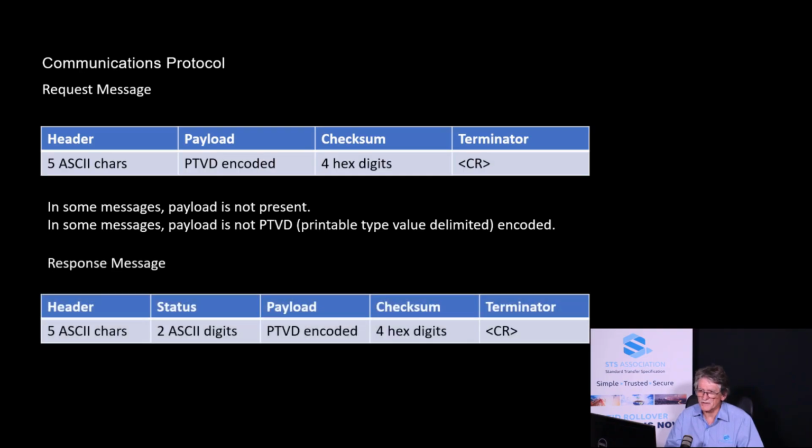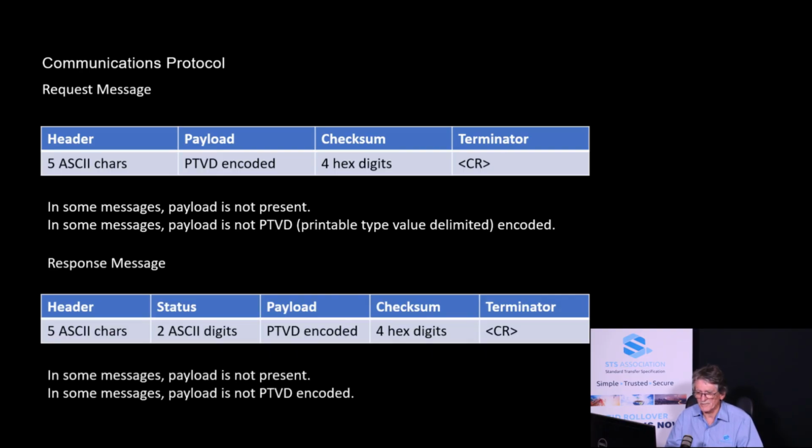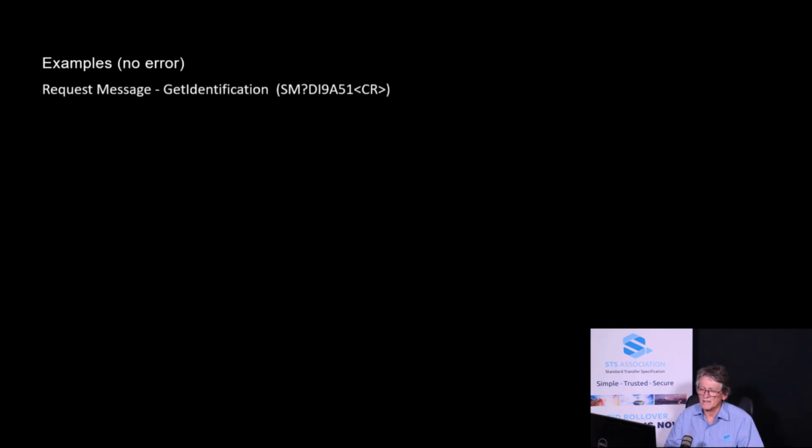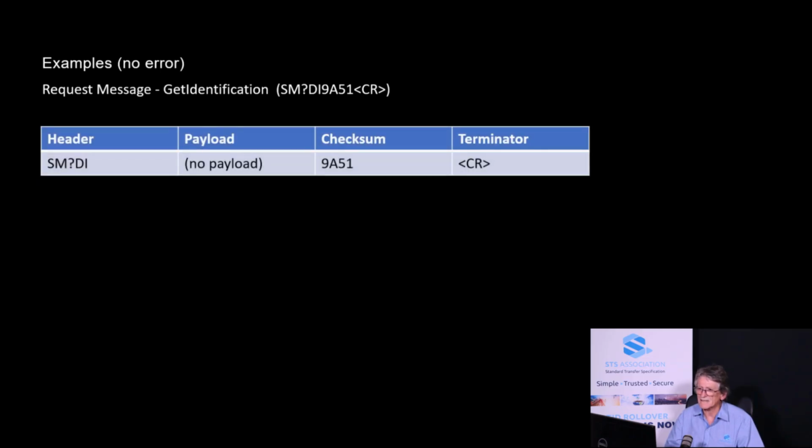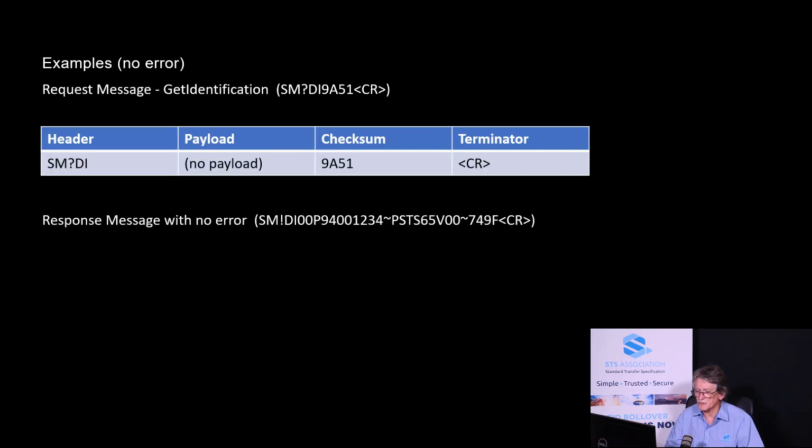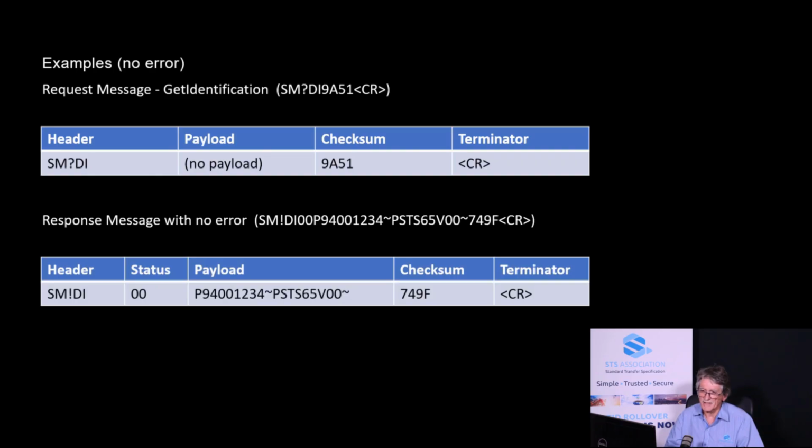The response message is very similar. It has a header, which is 5 ASCII characters, a status, a payload, a checksum, and a terminator. Again, in some messages, payload is not present, and in some messages, payload is not PTVD encoded. If we look at an example with no error, we send a request message, get identification, which is an SMDI. There's no payload, there's a checksum, and there's a terminator. The response message with no error comes back and it's SMDI, except this time it has an exclamation mark between the SM and the DI.